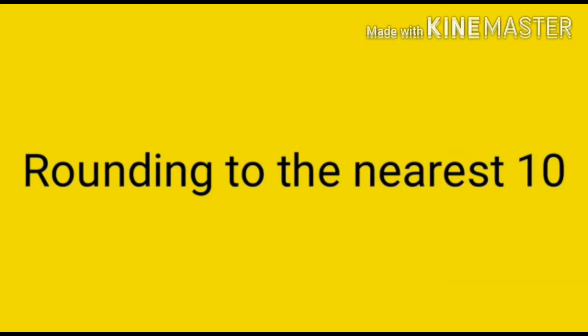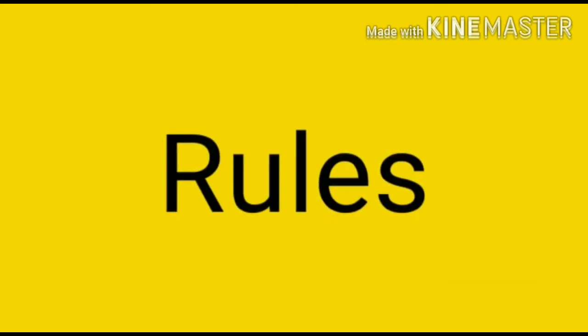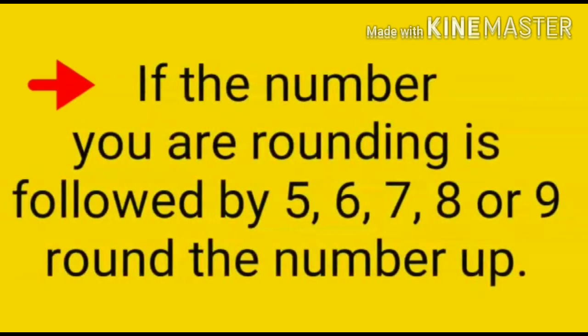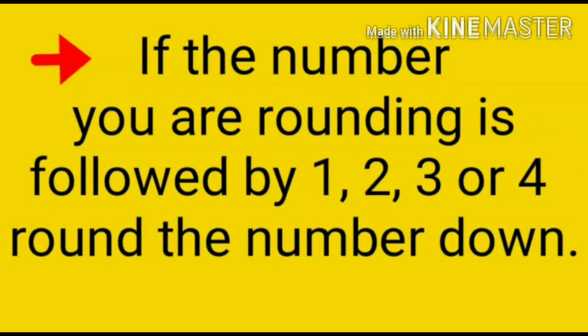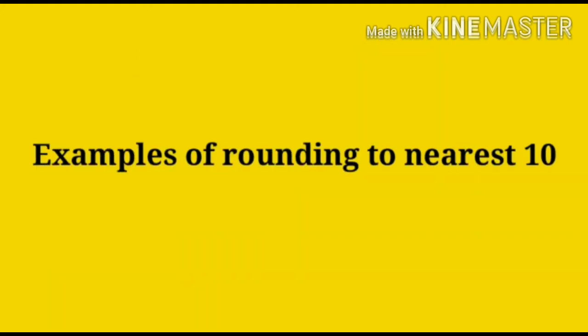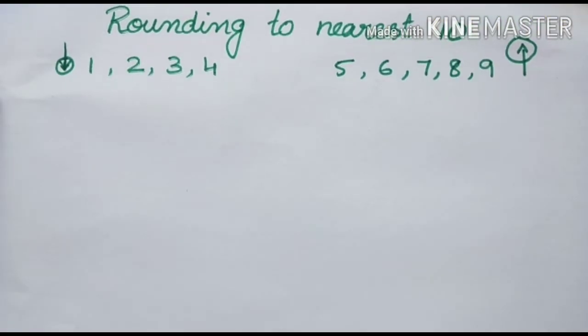Rounding to the nearest 10. Let's see the rules to round off numbers. If the number you are rounding is followed by 5, 6, 7, 8 or 9, round the number up. If the number you are rounding is followed by 1, 2, 3 or 4, round the number down. Examples of rounding to the nearest 10. Let's see how to round a number to the nearest 10.